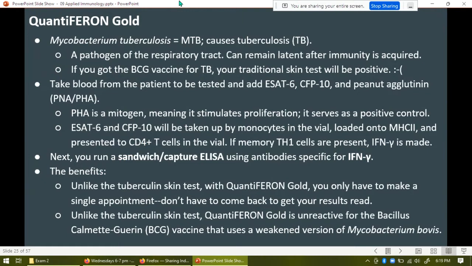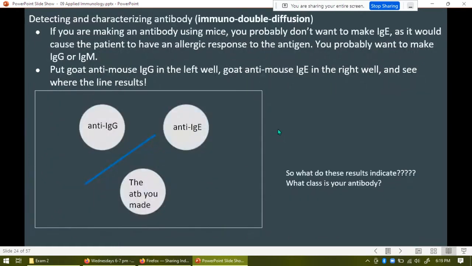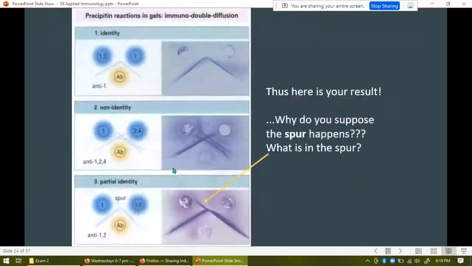Now the next one is, go ahead. I hear a question. Can you explain the spur again? I think it was another slide. Yeah, that one. So the spur is antigen 2 meeting anti-2 antibodies.